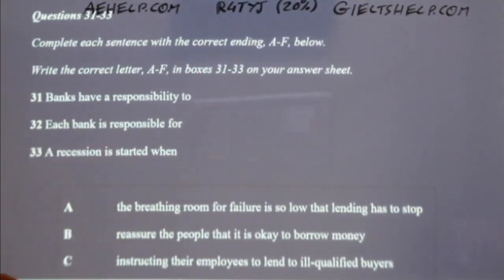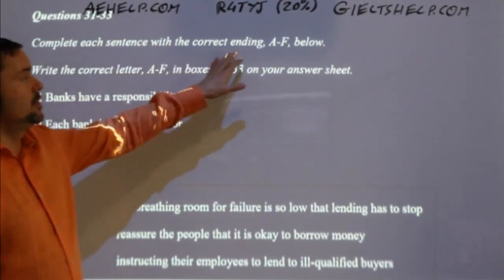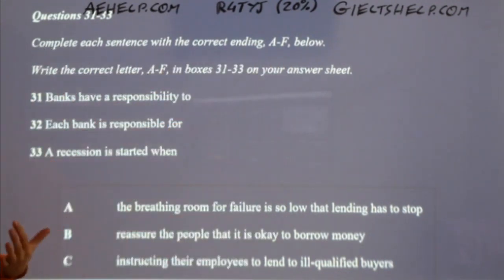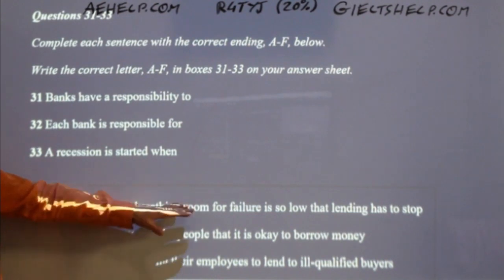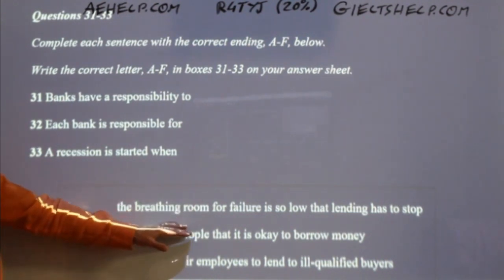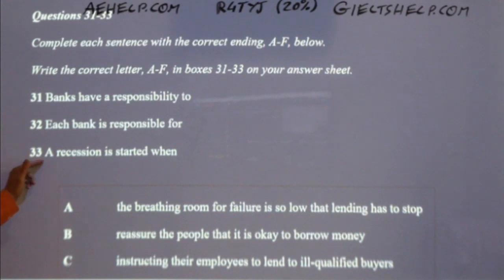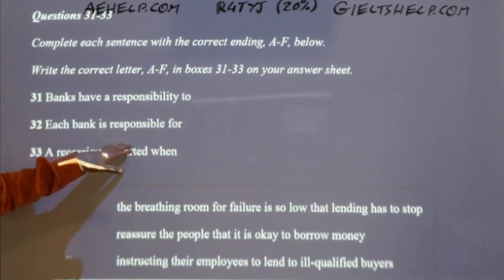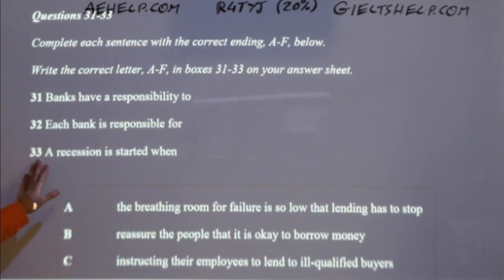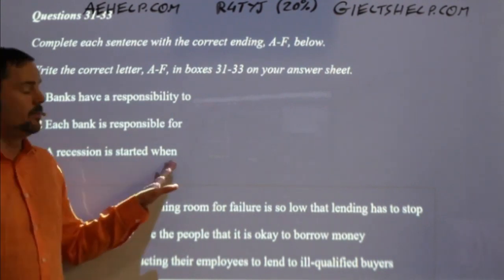Okay, next set of questions. There's 3 of them. It's a complete each sentence with the correct ending. So it's a sentence completion type question. Now here, I don't want to read the possible choices because again, I don't know which ones are true, which ones are not given. So I only read the question parts here. So let's read these together. Banks have a responsibility to. Each bank is responsible for. A recession is started when?